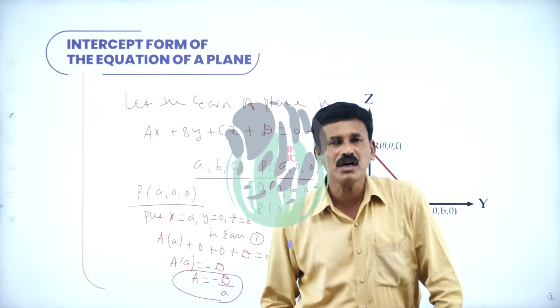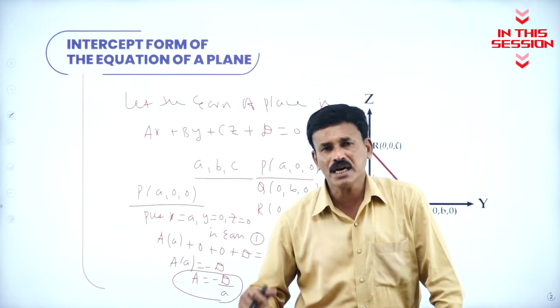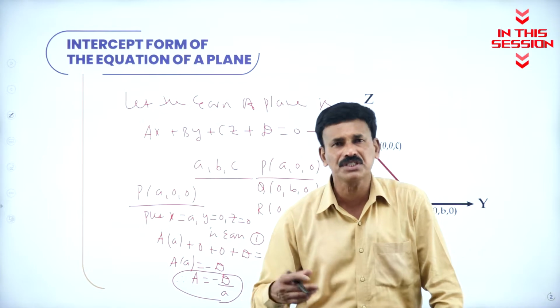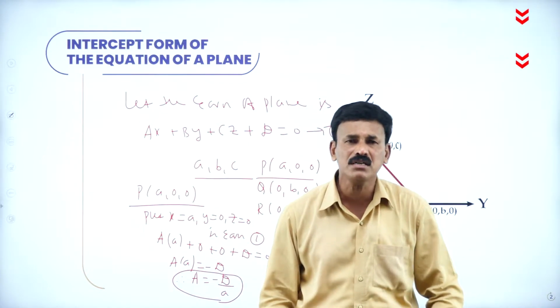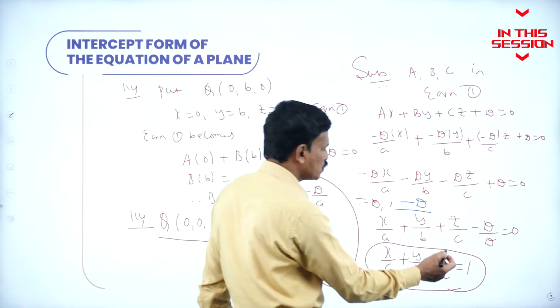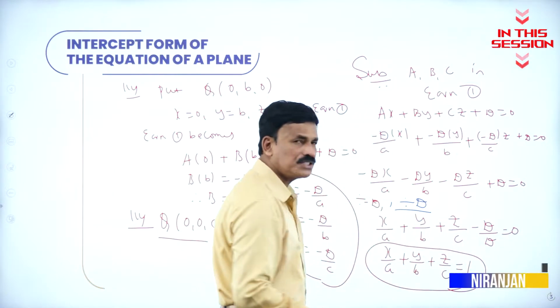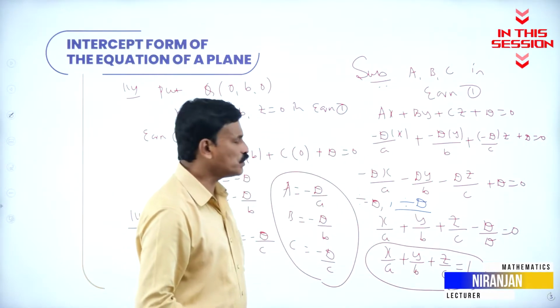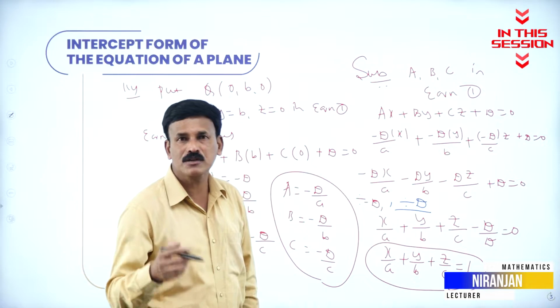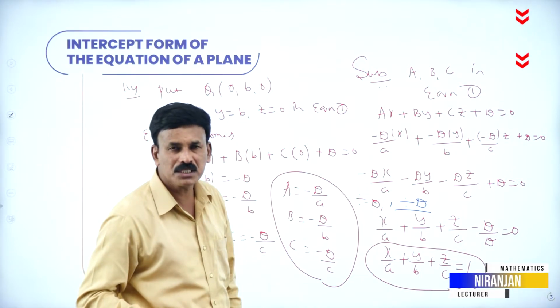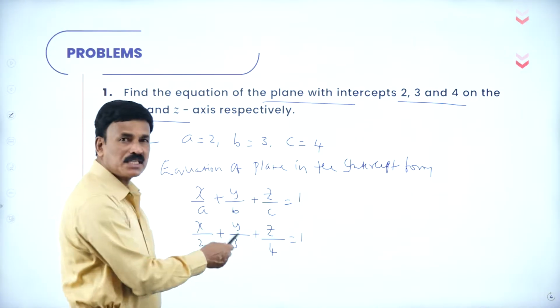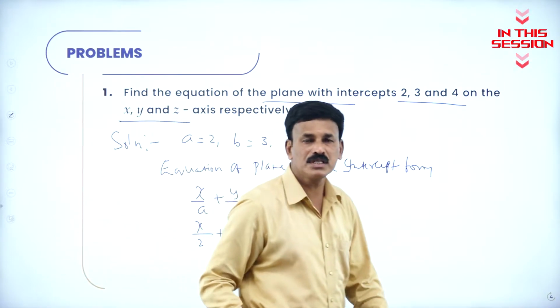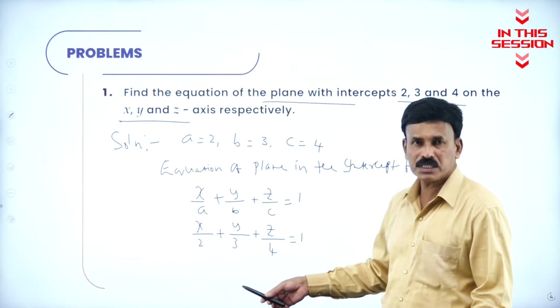Similarly, find out the value of capital B and capital C and substitute these values in the standard equation. You will get the equation of the plane in the intercept form. Transfer this to the right hand side. Then the equation of the plane you are going to get is x by a plus y by b plus z by c is equal to 1, which is the equation of the plane in the standard form. X by a plus y by b plus z by c is equal to 1 is the standard equation of the plane in the intercept form.